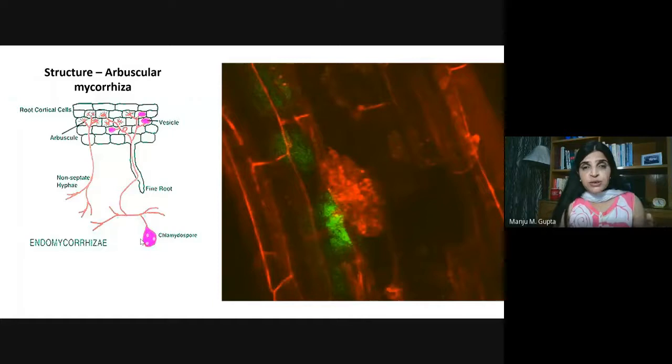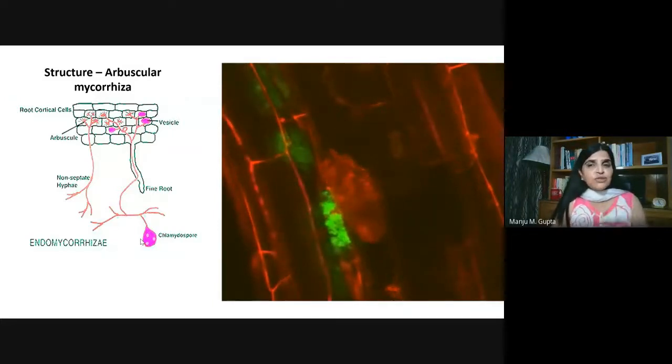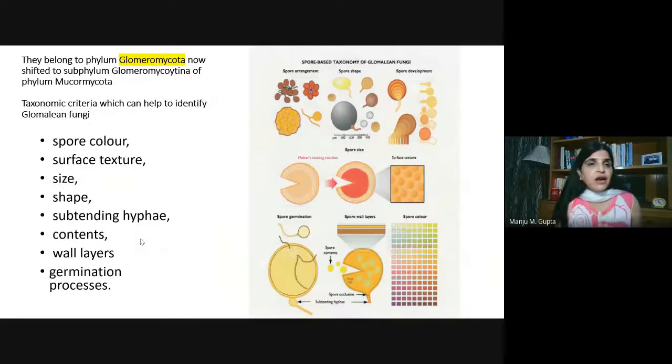So the arbuscule is the main thing, and I just got this picture which shows how active the arbuscule is. When an arbuscule is present, it shows that this is live mycorrhiza and the mycorrhiza is functional.